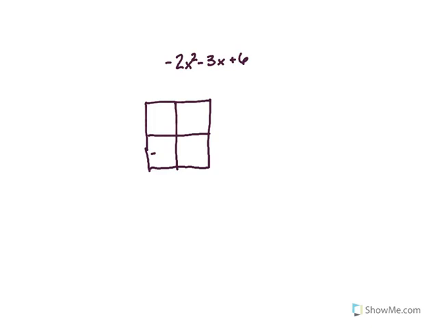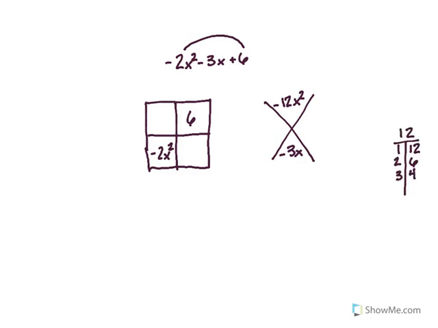And I have my first term and my last term. Then I have my diamond. And the top of my diamond is these multiplied by each other. So I'm going to have negative 12x squared. And then my middle term goes in the bottom of the diamond. So negative 3x. And we need to see what factors will multiply to negative 12x squared, but add to negative 3x. Whoops, I accidentally wrote this problem down wrong.